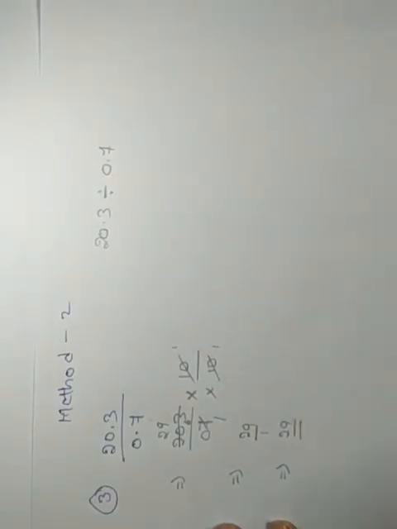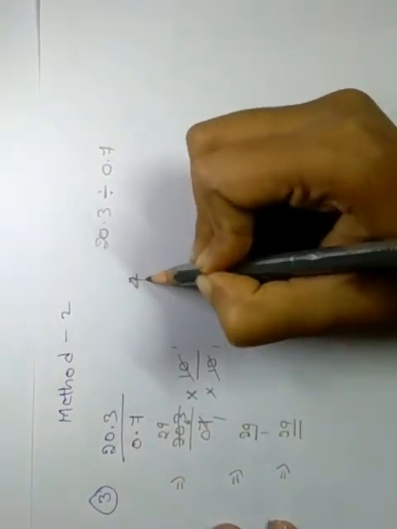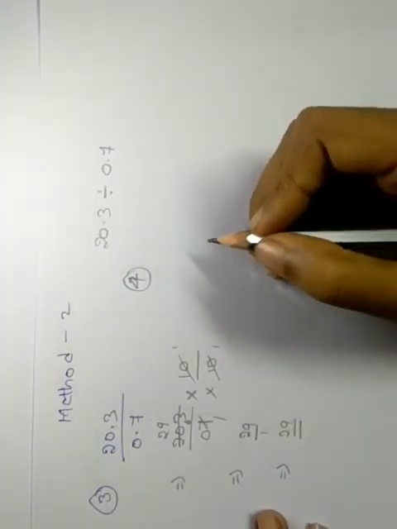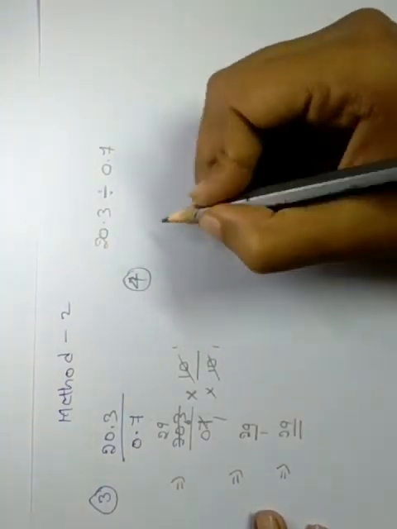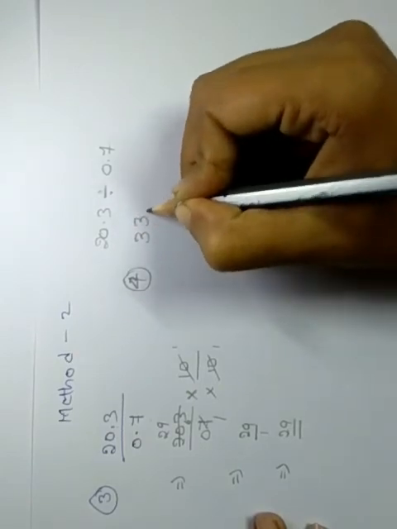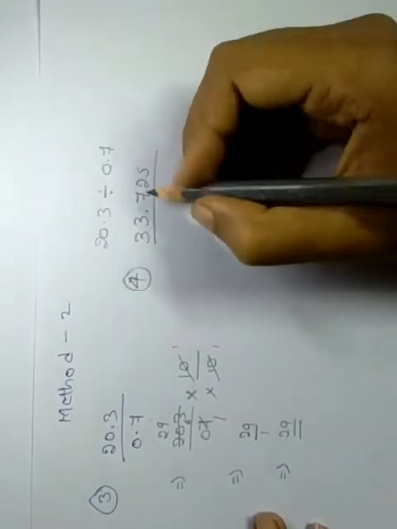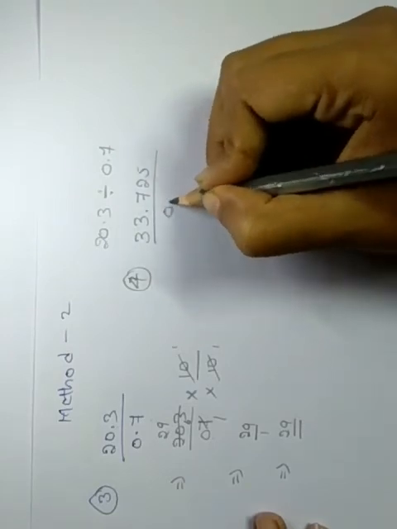This is the second method, how to divide a decimal number by a decimal number. We'll see one more example for the second method. Here we'll divide 33.725. We have to divide this by 0.25.